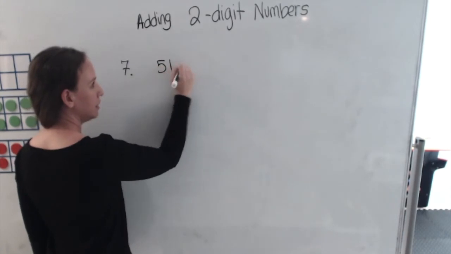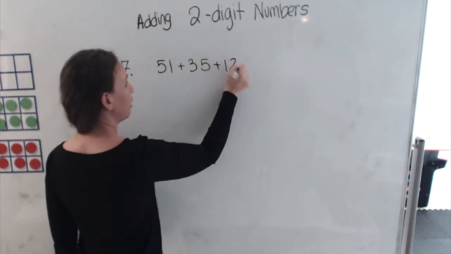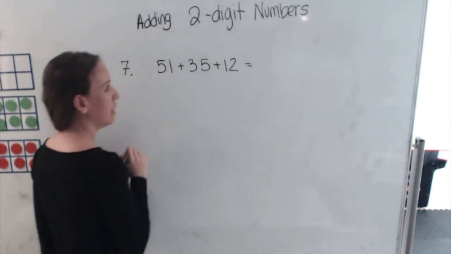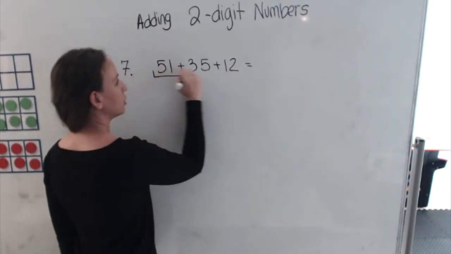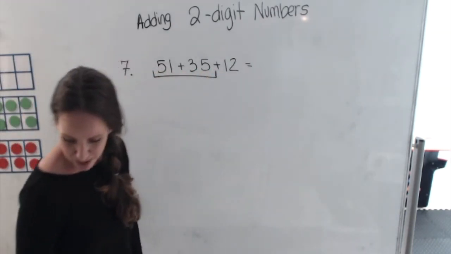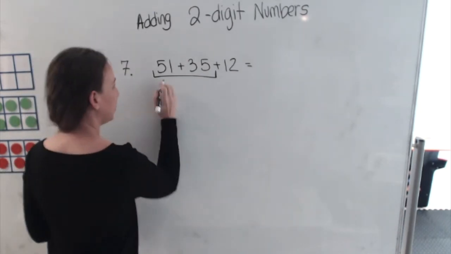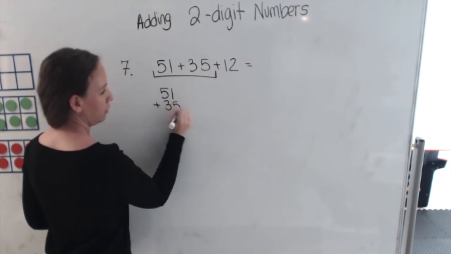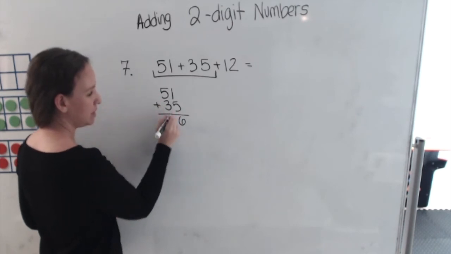51 plus 35 plus 12. Oh no, this looks like a hard one. Okay? So I'm going to do it the second way. I'm going to add these 2 numbers first. Okay? In fact, after I write it, I'm going to cross them off. So 51 plus 35. 1 plus 5 is 6. 5 plus 3 is 8.